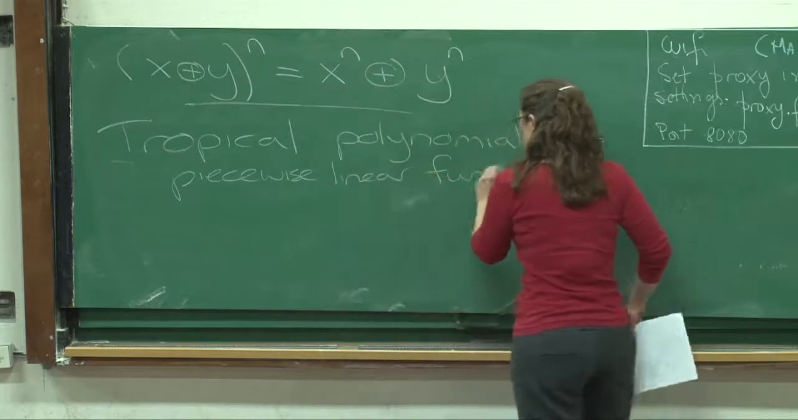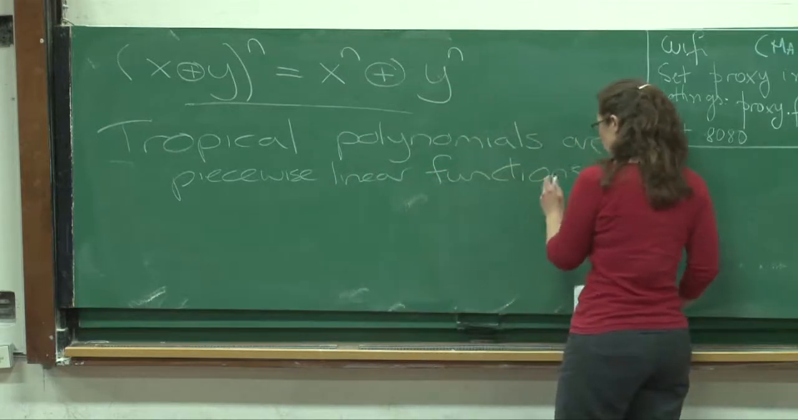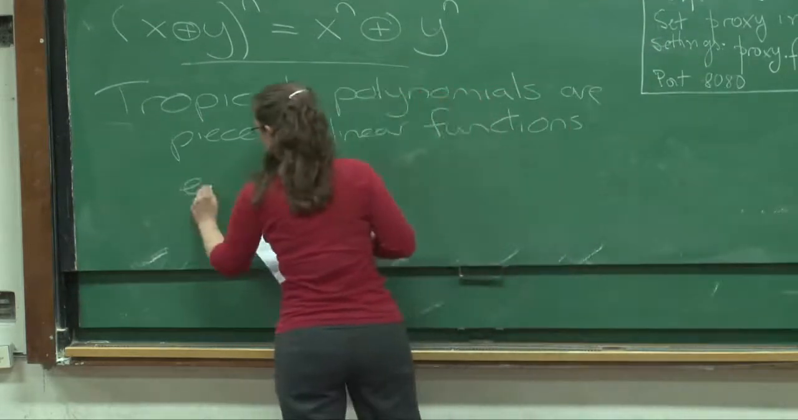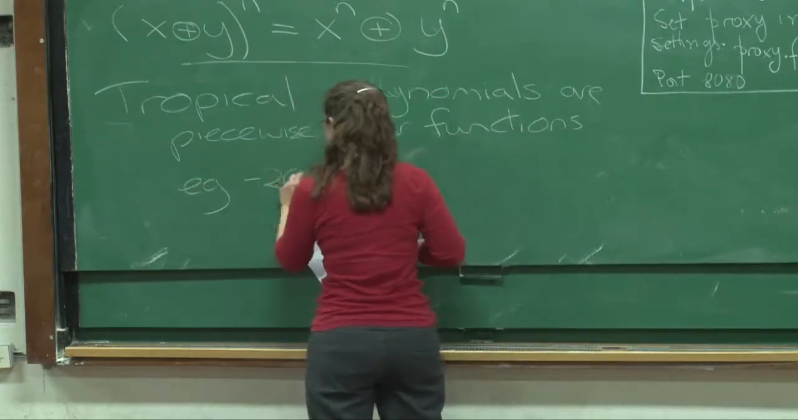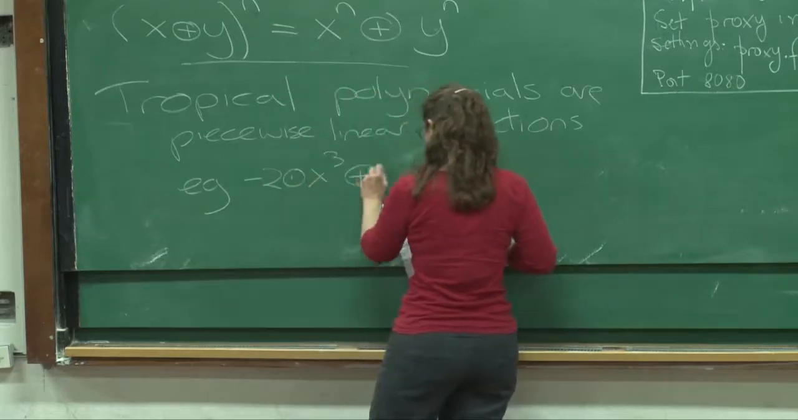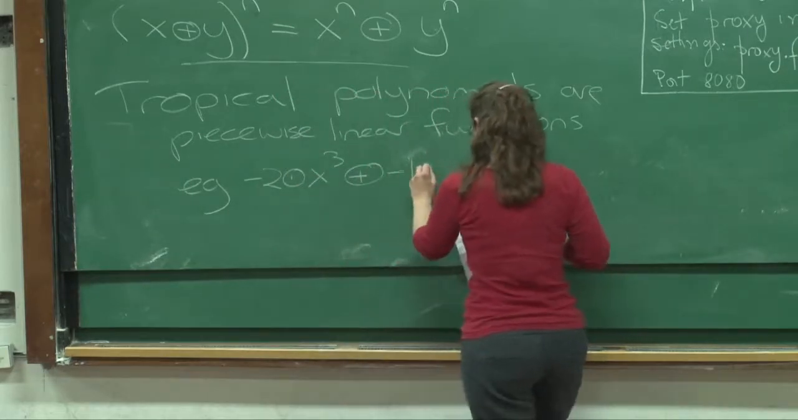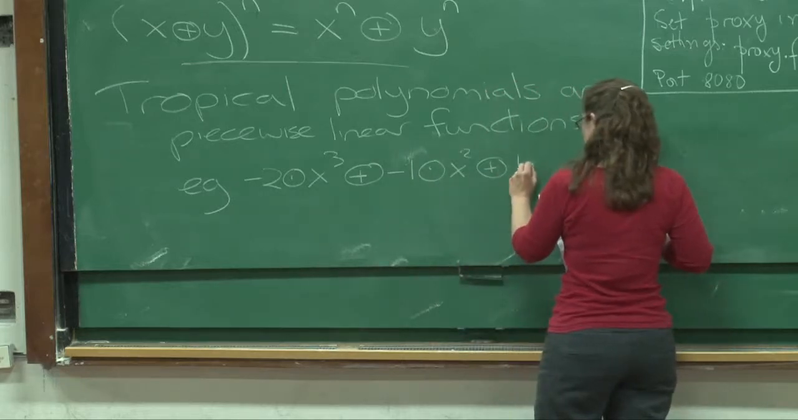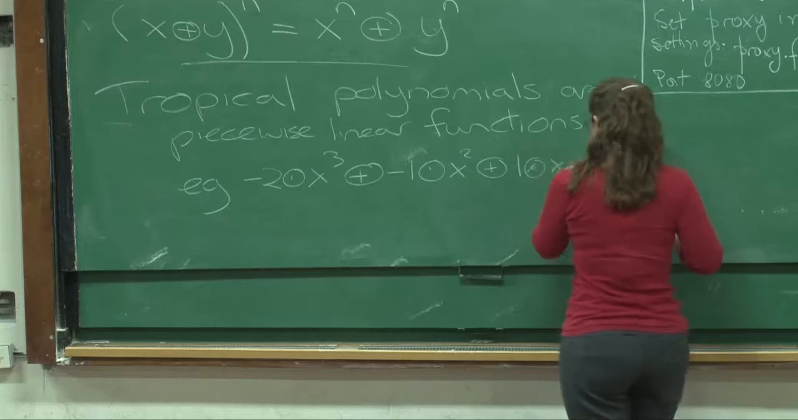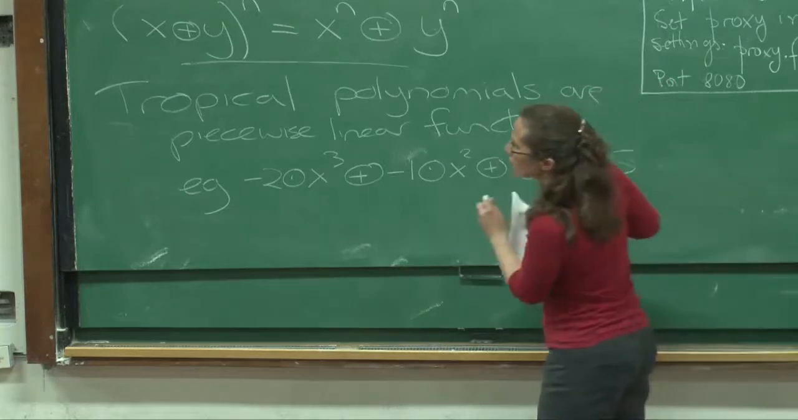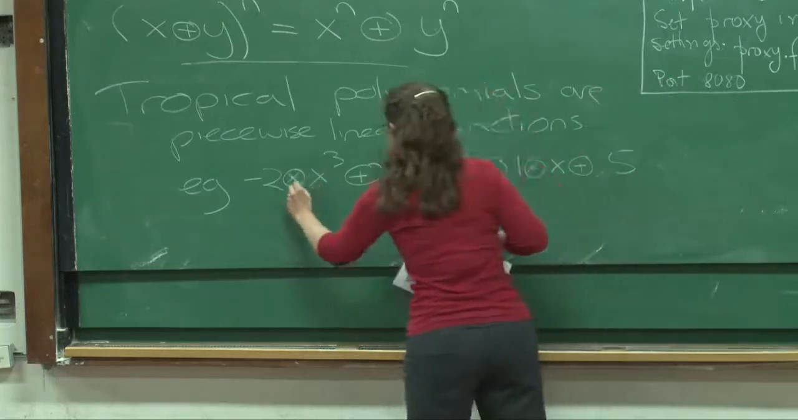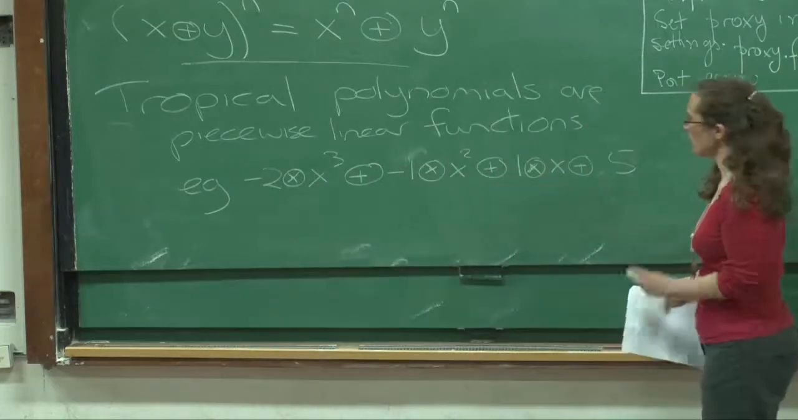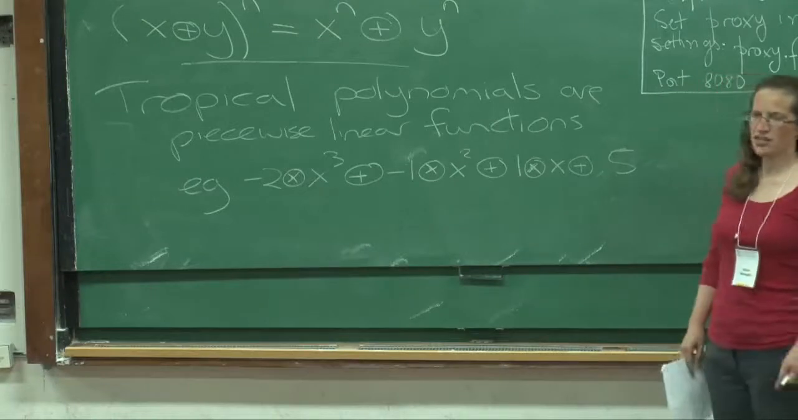Linear functions. As an example, let's take a cubic equation. If I take minus 2 times x cubed, tropical plus minus 1 times x squared, tropical plus 1 times x, tropical plus (I just switched to my multiplication symbol) tropical times 5. Okay, so what is this?